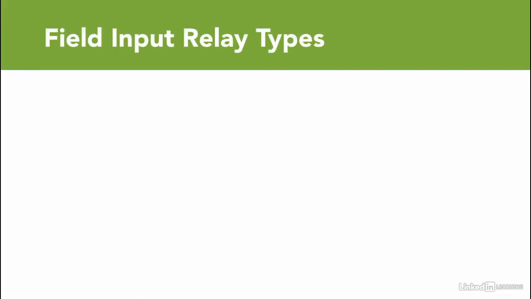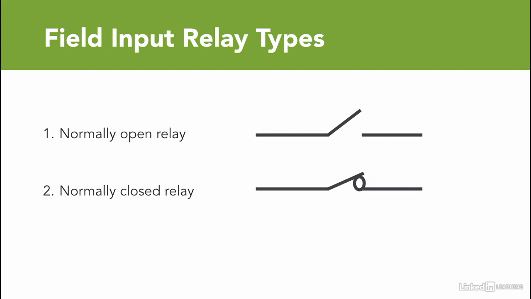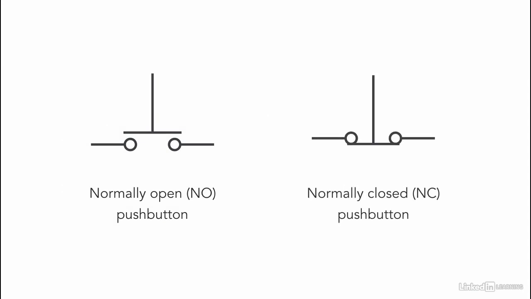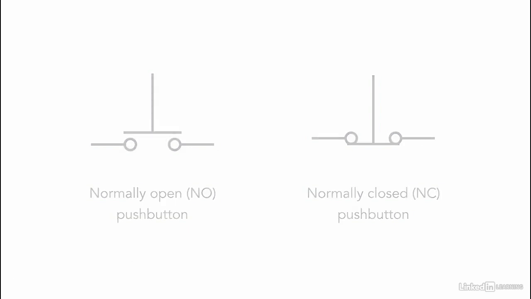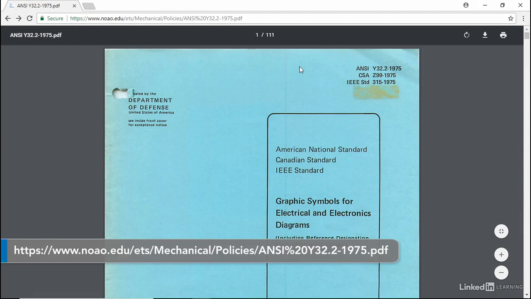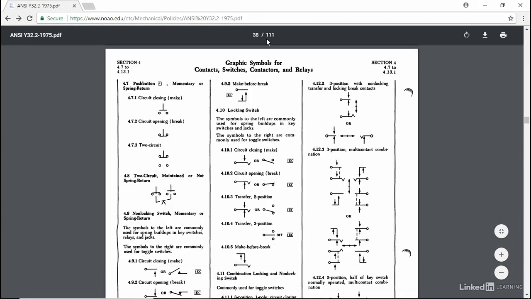There are two common types of field devices, relays that we usually deal with: a normally open and a normally closed relay. And this can apply to any field device. This is how a normally open push button looks, and this is how a normally closed push button looks. You can check this document for more details about the different symbols by simply going to page 38. You can find the different symbols for the contacts, switches, and relays.